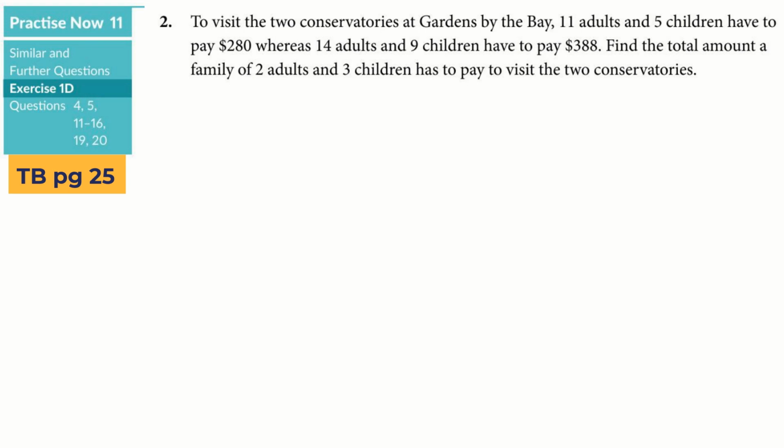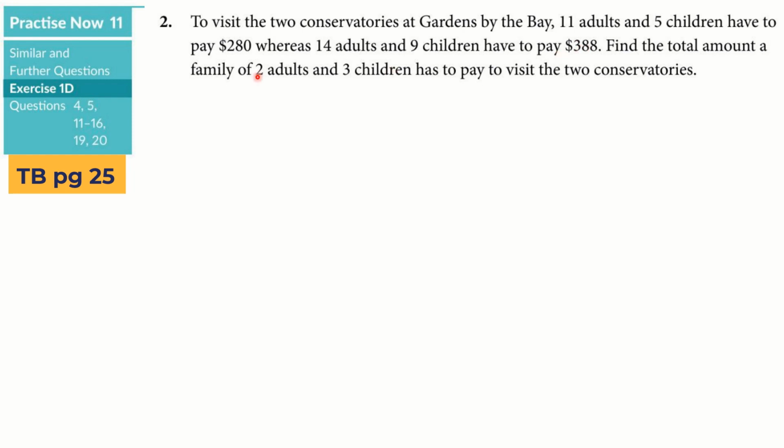Now we take a look at question 2, found in practice now 11. We are going to revisit Gardens by the Bay. I hope that you recall our trip to Gardens by the Bay last year, okay, for our Math Trail or Math Explorer activity. So to visit the 2 conservatories at Gardens by the Bay, we have 11 adults and 5 children having to pay $280, whereas 14 adults and 9 children have to pay $388.